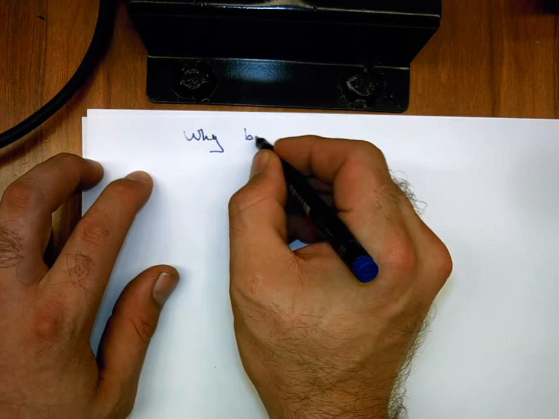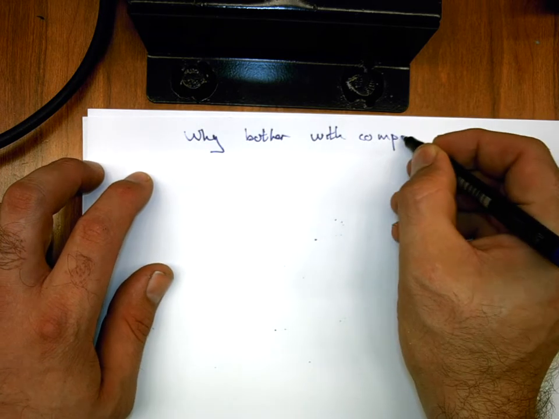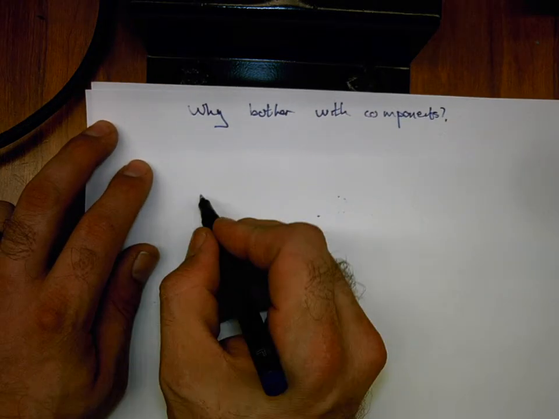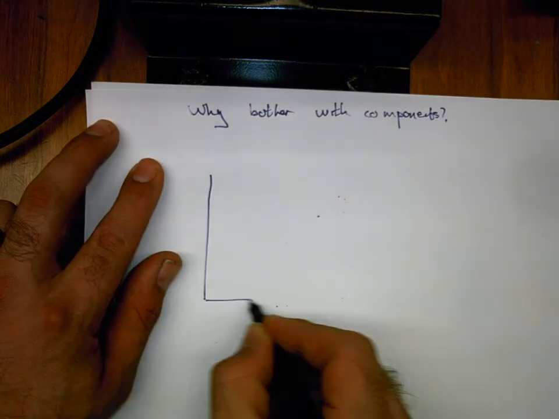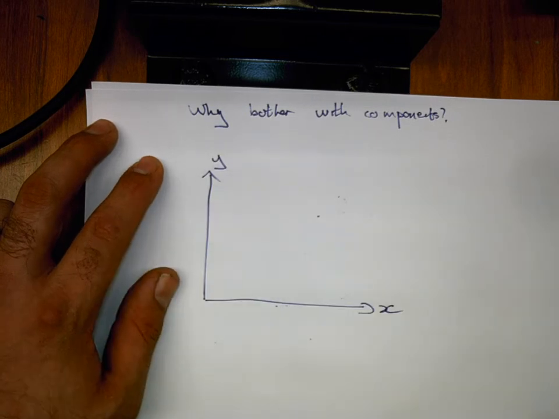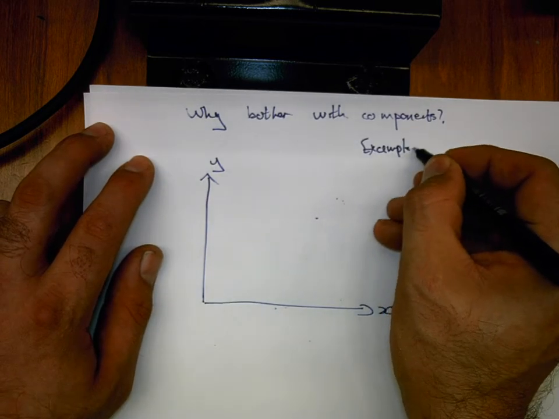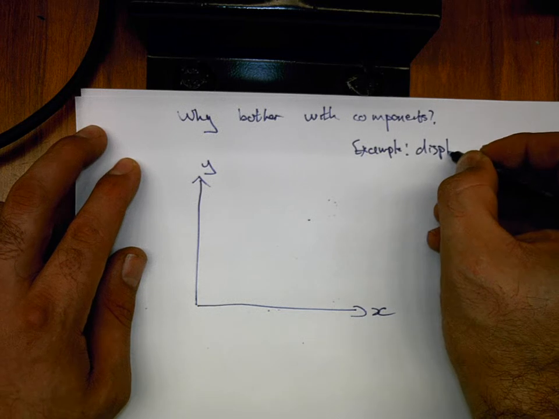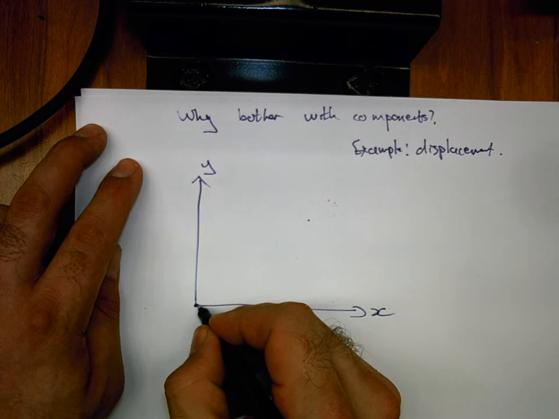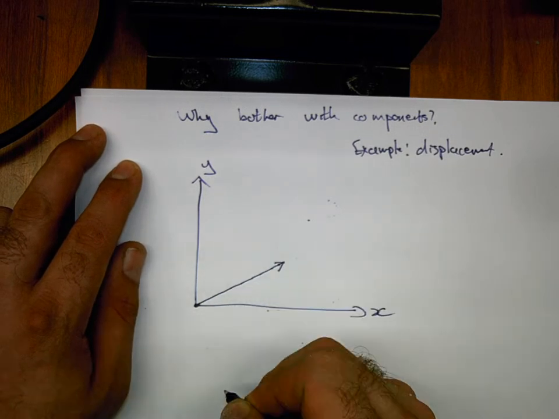So why do we bother with vector components? Well, let's draw a simple, again, an xy axis. So there's x, there's y. And let's again just use the example of displacement. So let's say I start from the origin and I walk a certain distance in a certain direction.